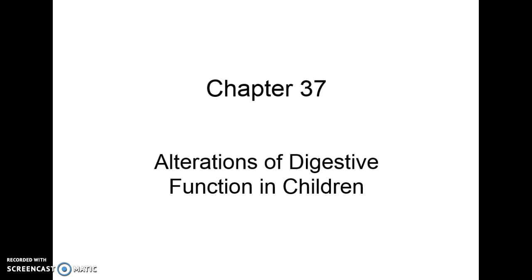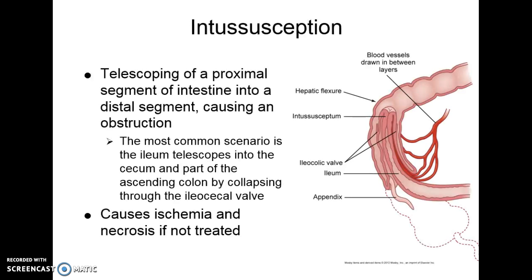So a lot of these diseases are very similar to the adult. Some of them we have already discussed in some detail, some of them not yet. And then some of the material might be material that you've heard about either through Chapter 36 or even through just common knowledge, the media, your family even. So the first disease that we'll look at is intussusception.